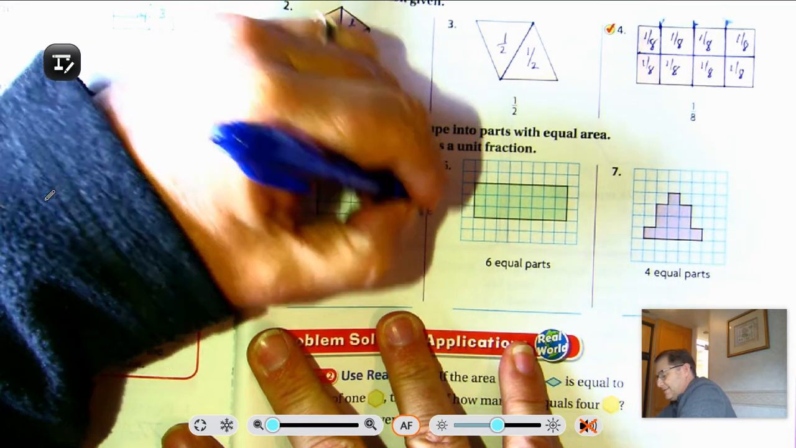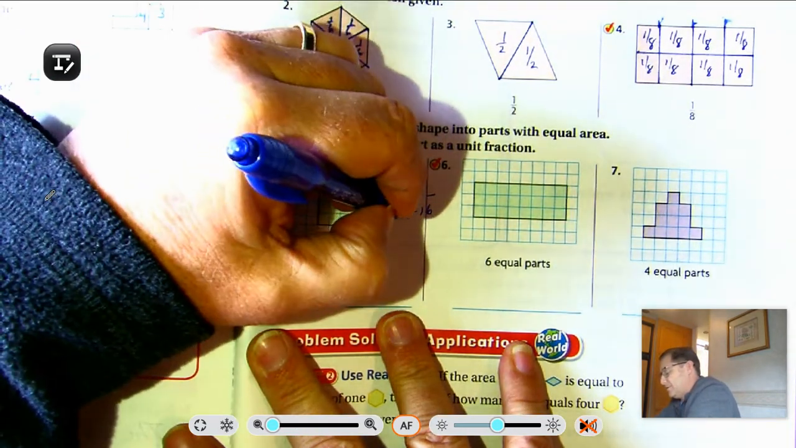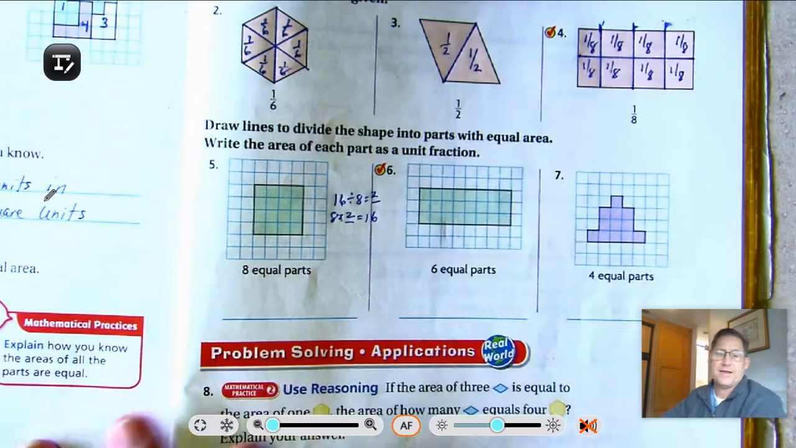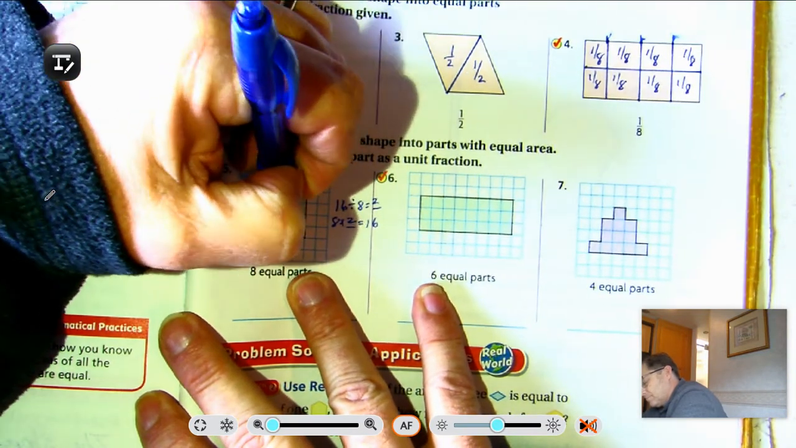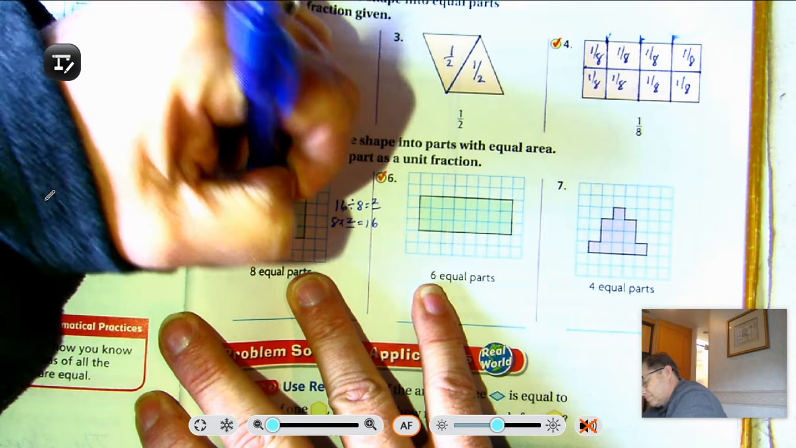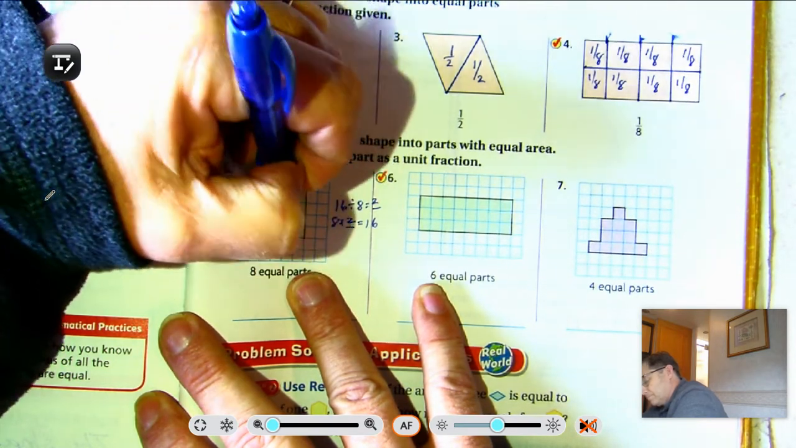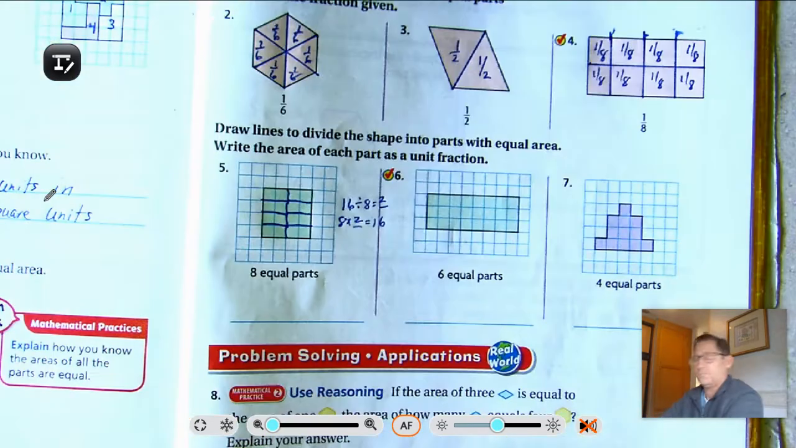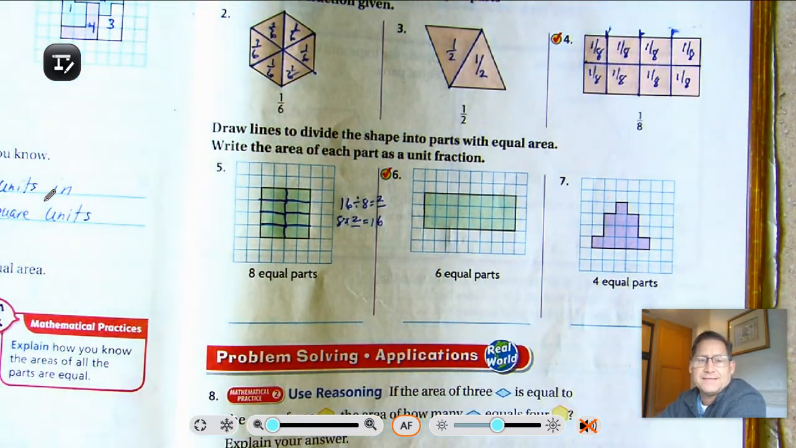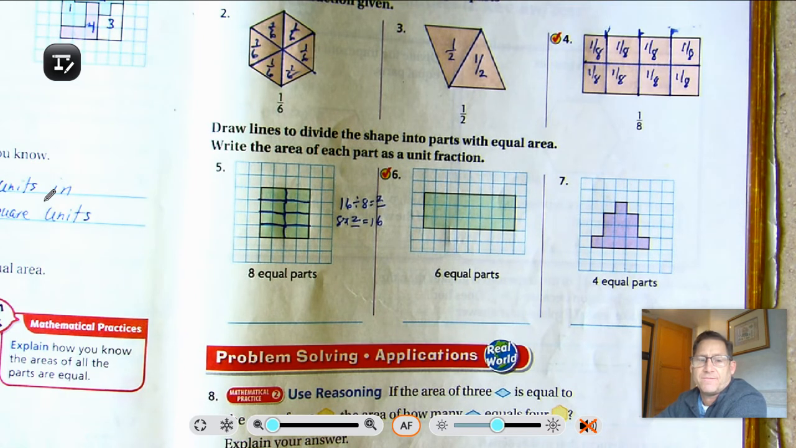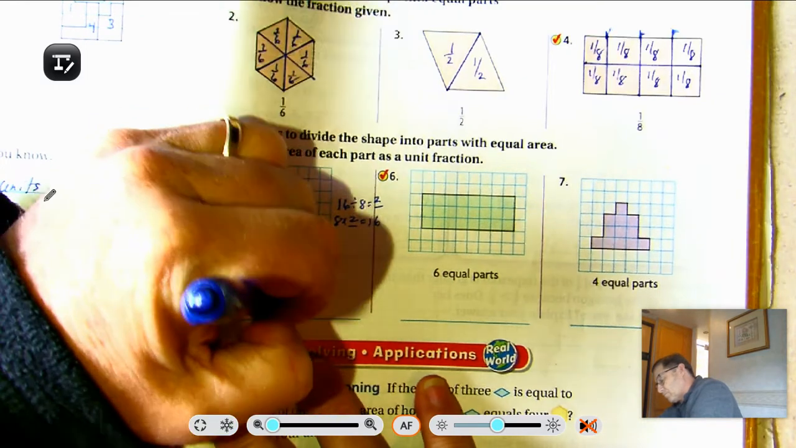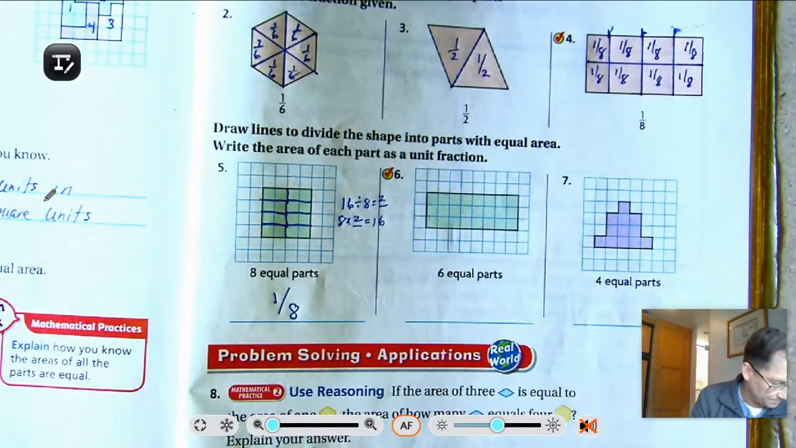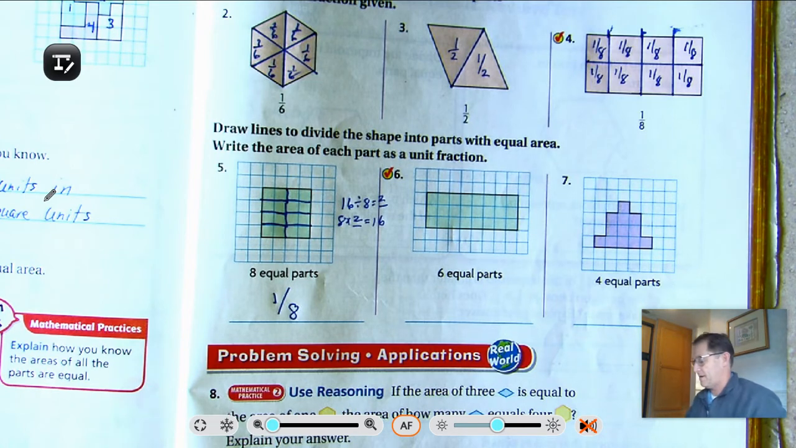8 times what is 16? 8 times 2 is 16. So we want 8 parts of 2. Okay, there's 8 parts of 2. Then write the area of each part as a unit fraction. 1/8 would name each part. All right, how about this one?